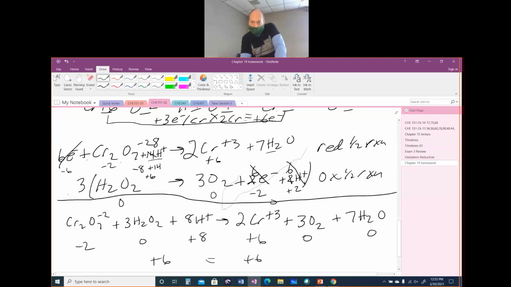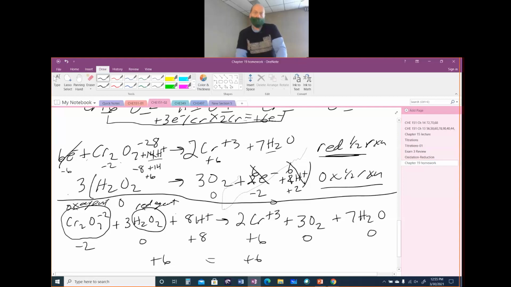All right, and so again, the reactant of your reduction half reaction is your oxidizing agent. So here is your oxidizing agent. The reactant of your oxidation half reaction is your reducing agent, H2O2. That is your reducing agent. So again, if you wanted to reduce Cr2O7 2- into Cr 3+, you would add H2O2, the reducing agent.